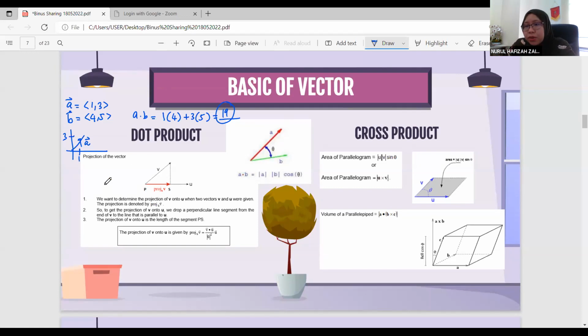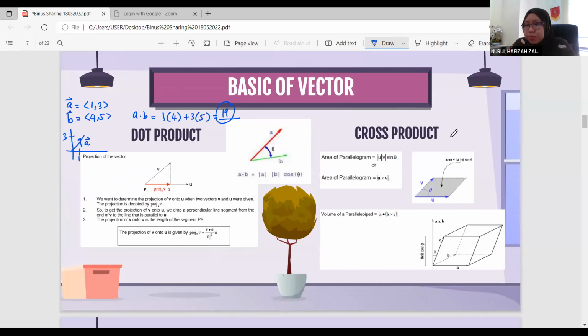Or maybe you can find the projection of a vector. The projection of a vector is the red vector here, the red arrow. This is the formula. You have a dot product here and also the magnitude. How to find the magnitude? There is a formula for the magnitude of a vector. Okay, this is for dot product.